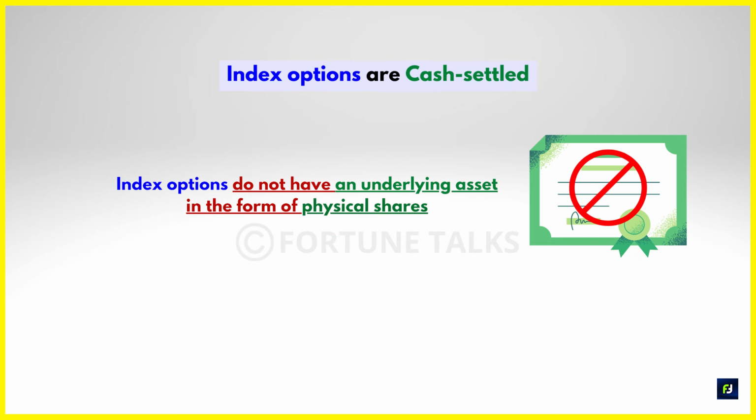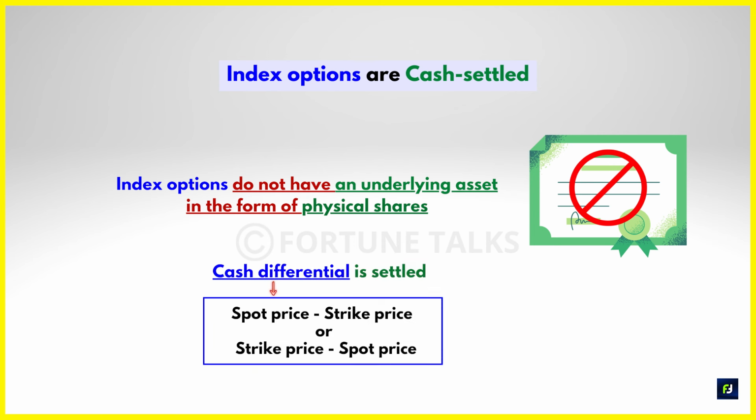Now, coming back to index options, in India, as I have mentioned, index options are cash settled rather than physically settled. The primary reason for this is that index options, unlike stock options, do not have an underlying asset in form of physical shares, so they cannot be settled through physical delivery. At expiration, index options are settled based on the difference between the option's strike price and the closing price of the index on the expiration date, resulting in a cash settlement.